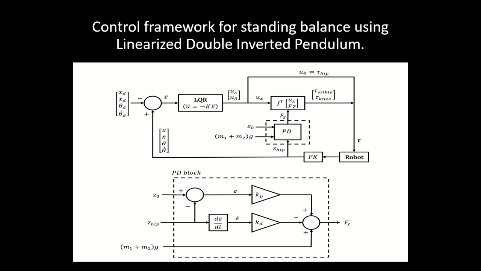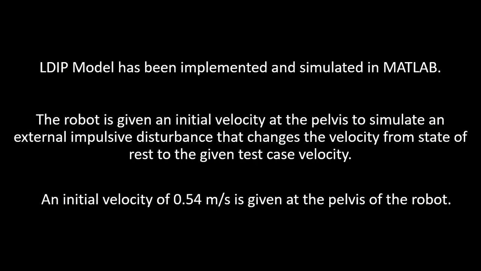The controls implementation for this work uses an LQR to calculate the control forces required by the model to balance the robot, while a PD controller is used to calculate the force component required to counterbalance the forces due to gravity. Finally, joint torque signals are computed by relating the control forces with the joint torques using the Jacobian matrix. To evaluate the model performance, LDIP has been implemented and simulated in MATLAB.